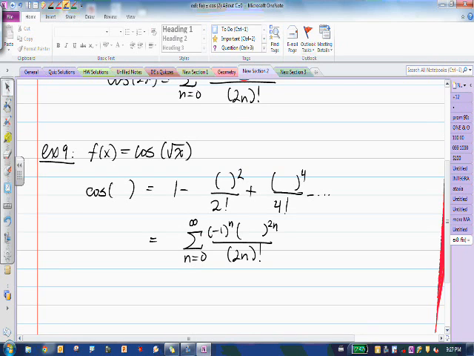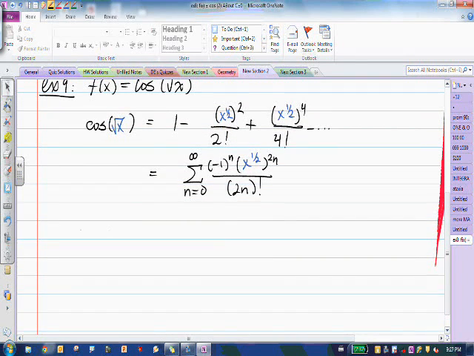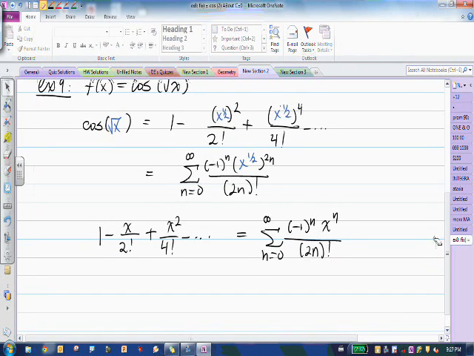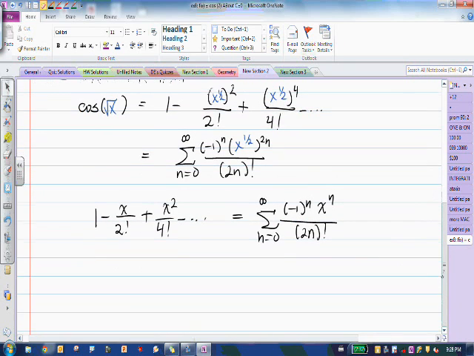Well, like before, what we're going to do is plug in square root of x, which is really the same thing as plugging in x to the half wherever we used to have an x. Okay, so if we write out the series form, for now you should get 1 minus x over 2 factorial plus x squared over 4 factorial minus dot dot dot. And here it is, sigma n equals 0 to infinity, negative 1 to the n, x to the n, all over 2n factorial. And that is our power series for cosine of square root of x.